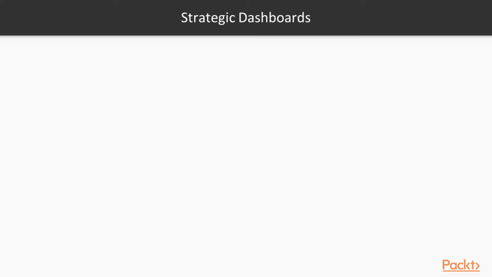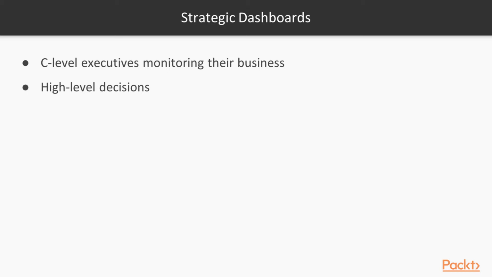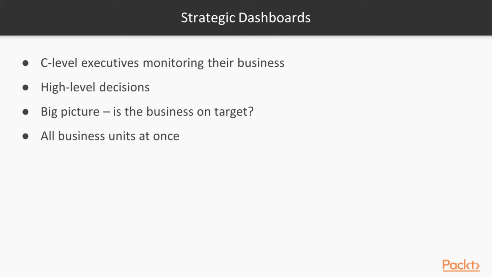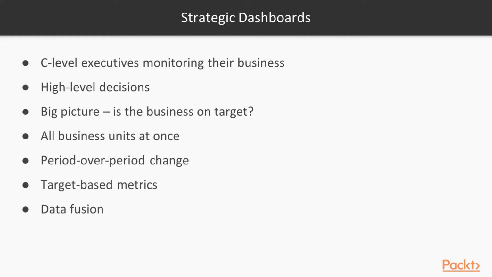Strategic dashboards are typically aimed at C-level executives looking to monitor their business and make high-level decisions. They need to see the big picture. Is the business on target? And they need insight into all of their business units at once. Thus, strategic dashboard hallmarks often include period-over-period change, target-based metrics, and data fusion, mashing up data from multiple lines of business.